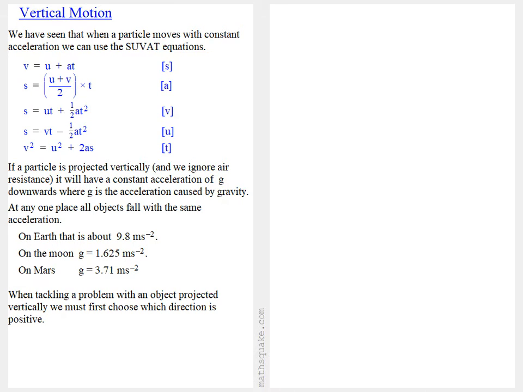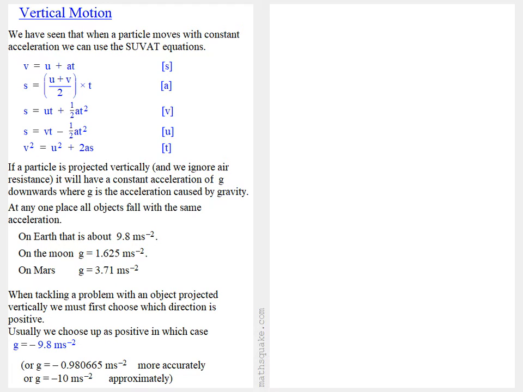These are vector equations, so when tackling a problem with objects projected vertically, we must first choose which direction is positive. Usually we choose up as positive, in which case g is equal to minus 9.8 meters per second squared, because g acts downwards. We can take g more accurately as minus 9.80665 meters per second squared, or more approximately, take g equals minus 10 meters per second squared.